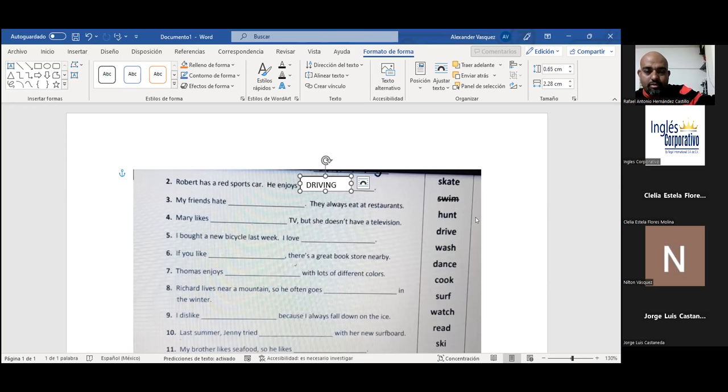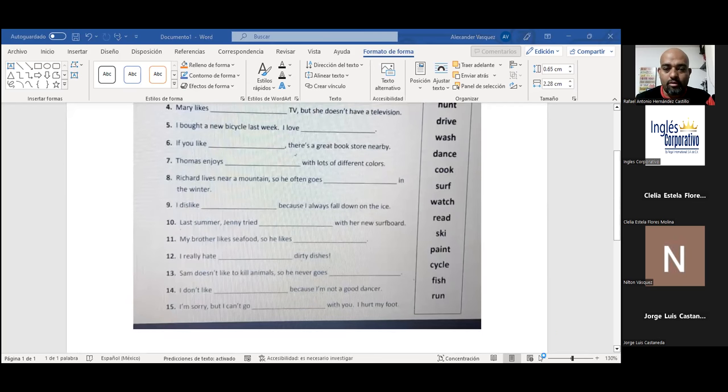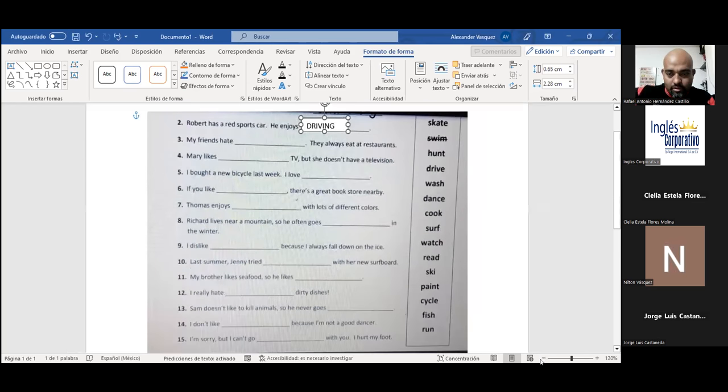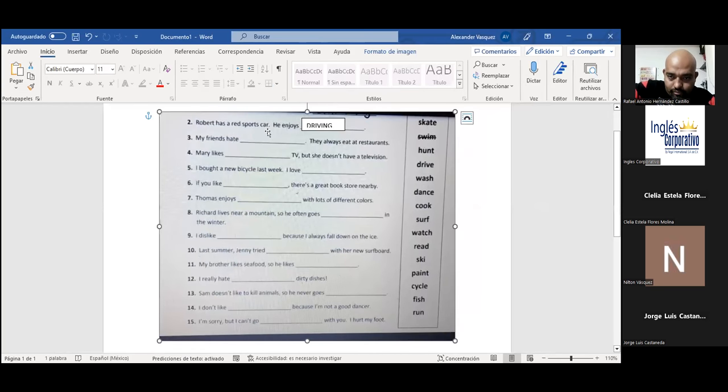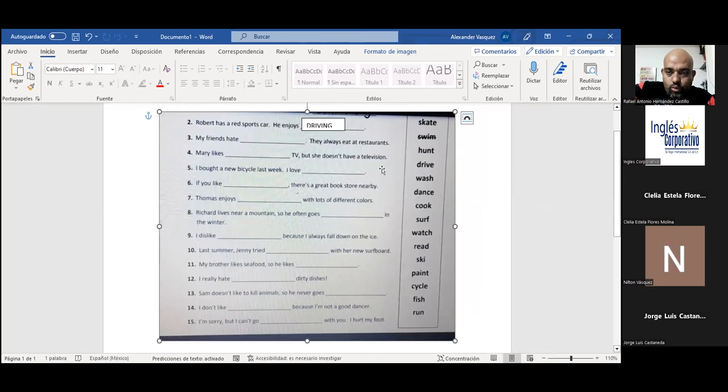Ok. My friends hate... Odian siempre comer al restaurante. Ok, permiso. Nice. ¿Qué sería? No sé. Hay comida. No hay. Sería cook. Cooking. Cook. Fish. Vamos a las otras oraciones. Ellos siempre comen al restaurante, ¿no? Entonces es cooking. Yo sí, los chicos. Sí, creería que sí.